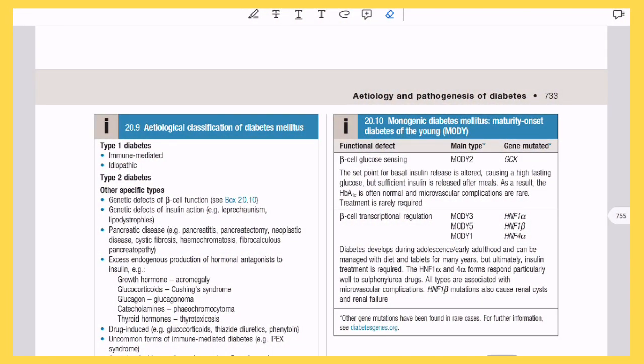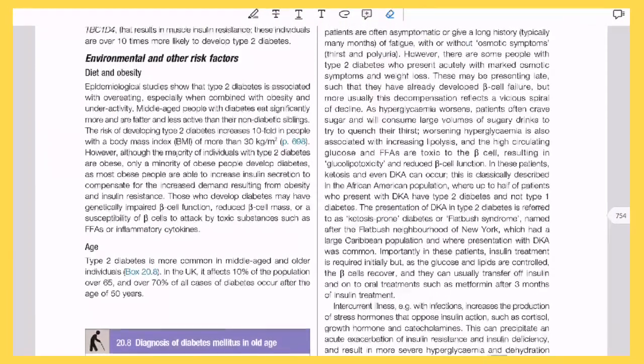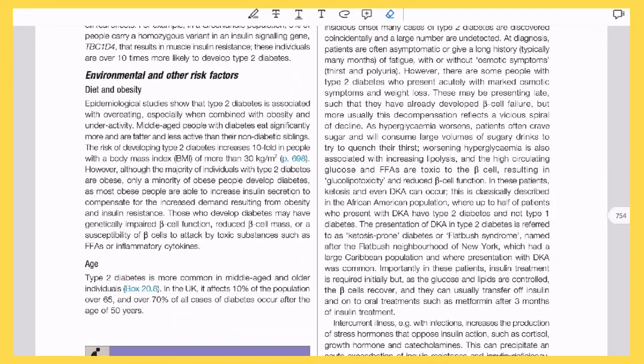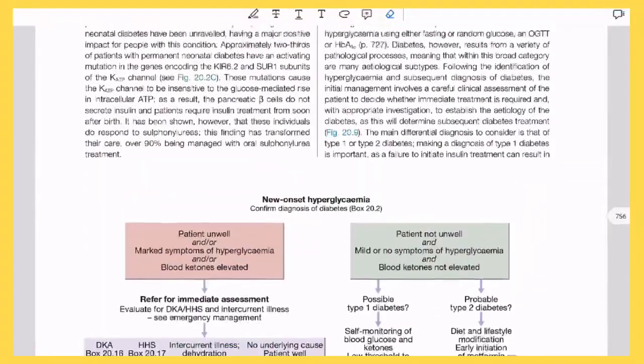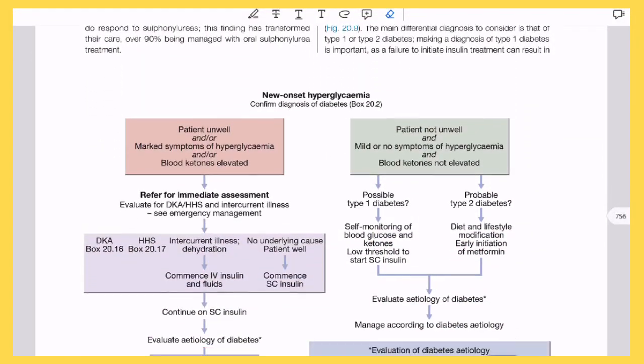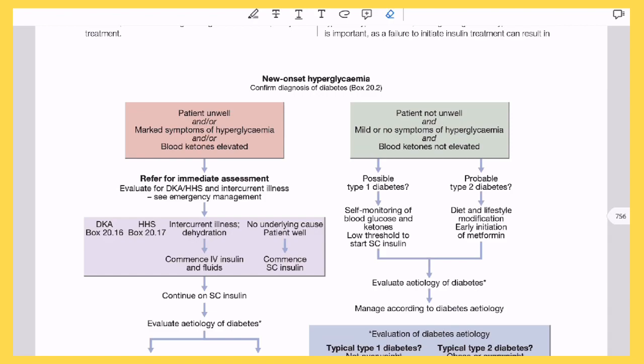Hello friends, today we'll discuss evaluation of new onset hyperglycemia, as per Davidson. How should we evaluate a new onset hyperglycemia? When we get a patient of new onset hyperglycemia, we have to label the patient as either in group 1 or group 2.